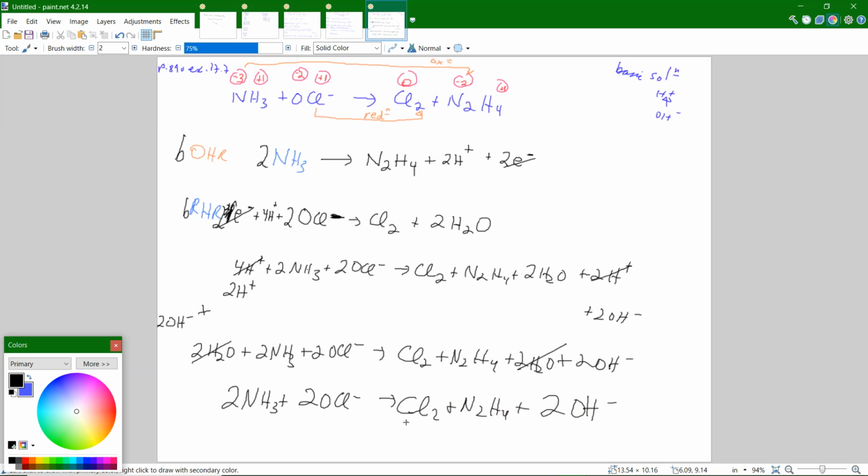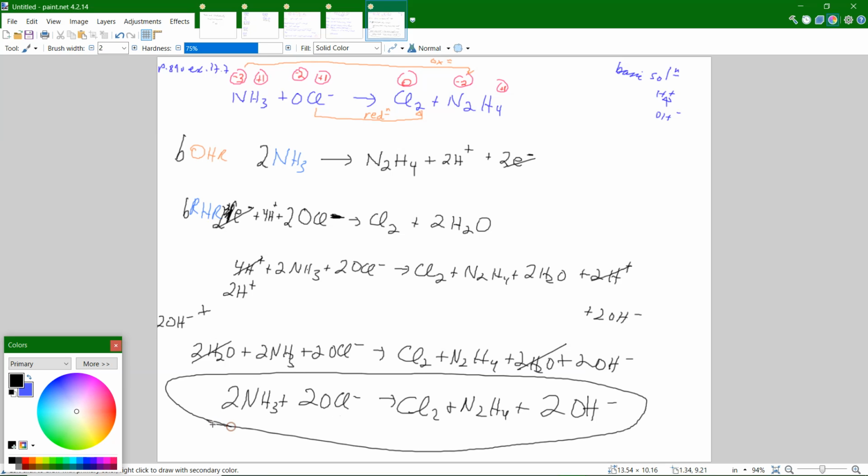2 nitrogens, 2 chlorine symbols, 2 chlorine symbols, 6 hydrogens, 2 O's, 2 O's, 2 minus, 2 minus. All is good. And let's check that answer. 2 NH3 plus 2 OCl minus goes to N2H4 plus Cl2 plus 2 OH minus.